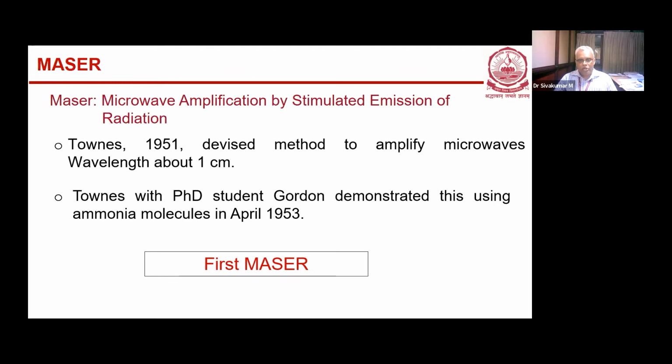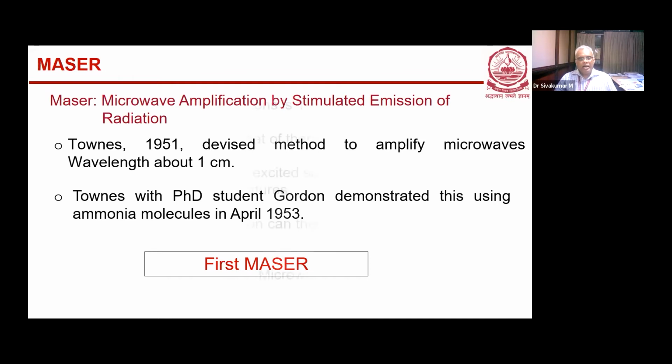Okay, so he demonstrated, using ammonia molecules in 1953, the first maser, that is, microwave amplification by stimulated emission of radiation. This could be possible at that time. They had done it experimentally using microwaves, but they were not actually sure about whether it can be done in the visible region or infrared region. They were not sure about it. Okay, so this is the development.